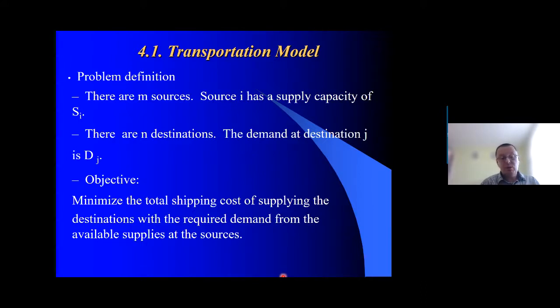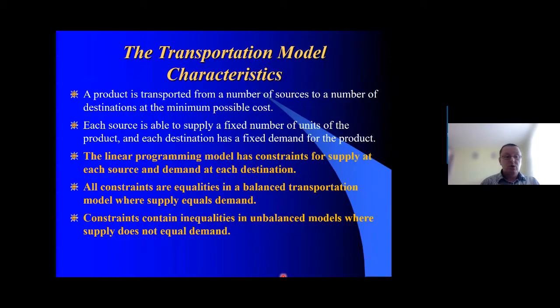And the objective is to minimize total shipping cost of supply to a destination with required demand from the available supply of the source. Here are additional limiting characteristics: a product is transported from a number of sources to a number of destinations at minimum possible cost, each source is able to supply a fixed number of units of the product, and each destination has a fixed demand.